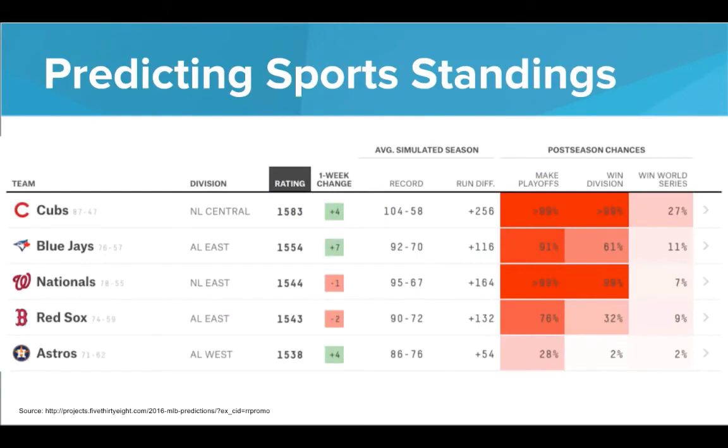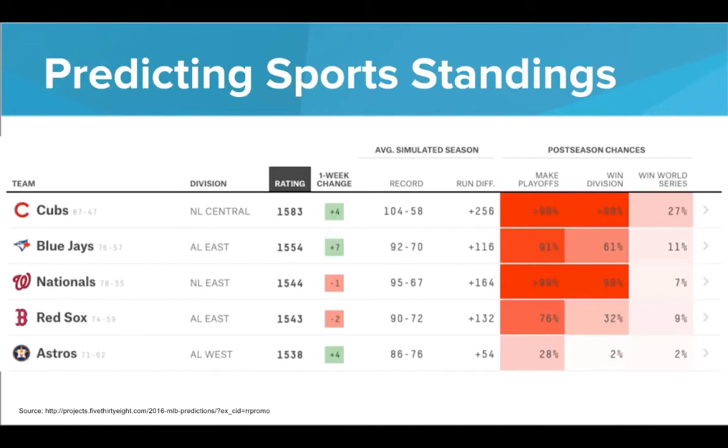They can look at all the data for the current players, who's injured, who's having a really good season, who's having a really bad season, and simulate thousands of seasons to get an idea of who the best teams are. Here we see that the Cubs, on the average simulated season, had a record of 104 and 58, so they've been doing really well. That means they have an over 99% chance of making the playoffs. So simulation is really powerful for predicting things about the future.